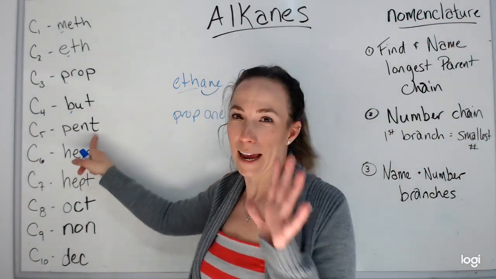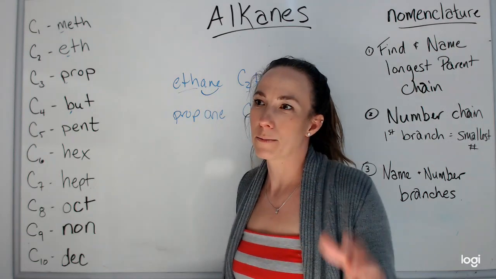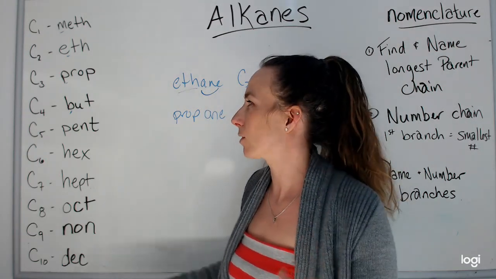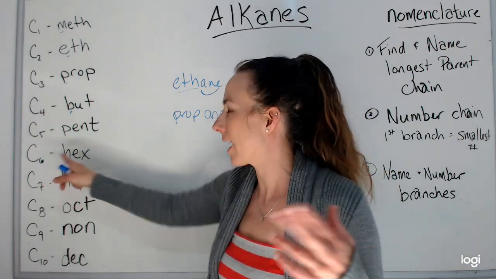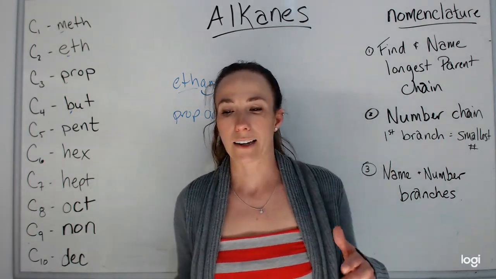Okay, so methyl, ethyl, propyl, butyl. And then you've got pent, so from here on in, it's like the math number-of-sides concept. So pent is 5, hex 6, hept 7, oct 8, non 9, and dec 10.